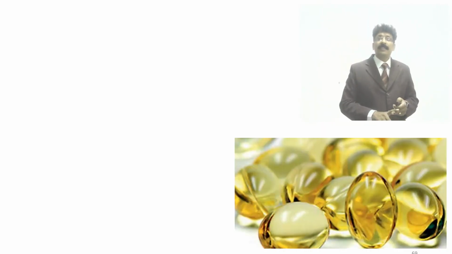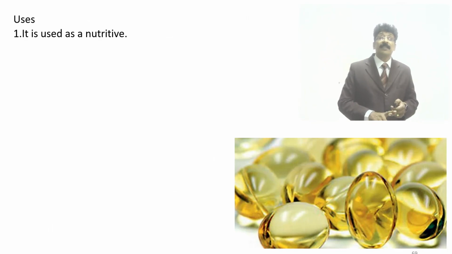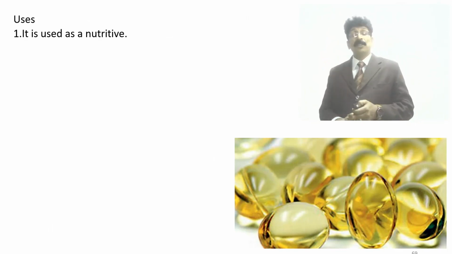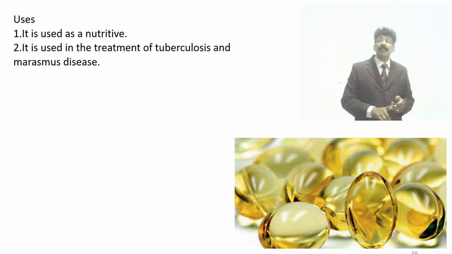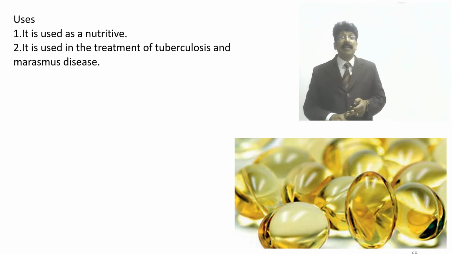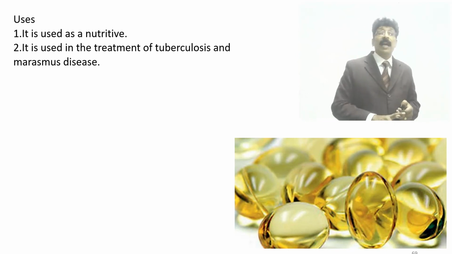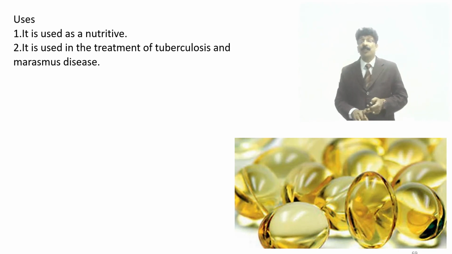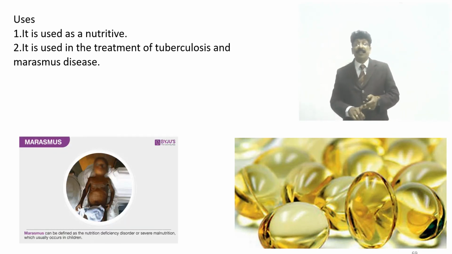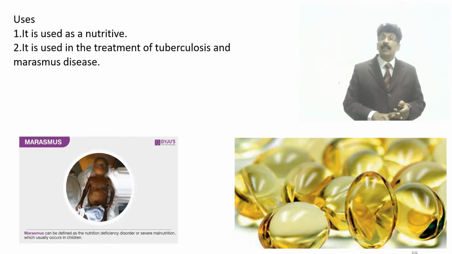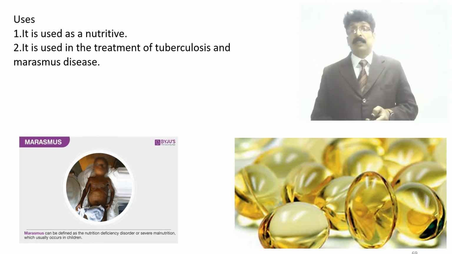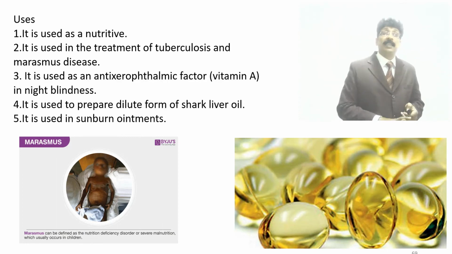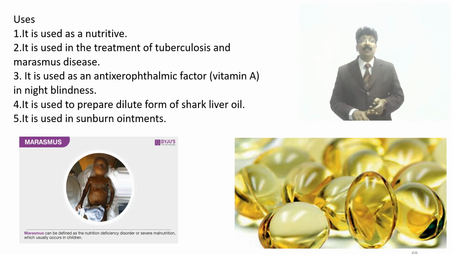These are the capsules, and the uses. It is used as a nutritive. It is used in the treatment of tuberculosis and marasmus. Marasmus is malnutrition, which can be seen in children. This is a child with marasmus, a malnourished child. It can be treated with this shark liver oil.